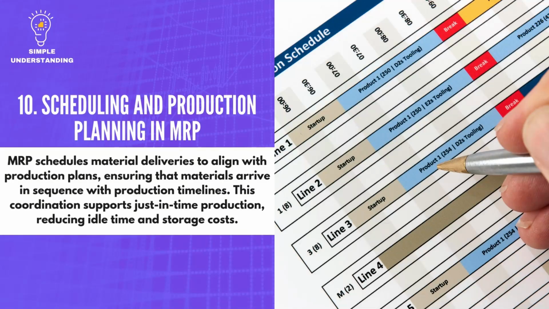10. Scheduling and production planning in MRP. Explanation. MRP schedules material deliveries to align with production plans, ensuring that materials arrive in sequence with production timelines. This coordination supports just-in-time production, reducing idle time and storage costs.